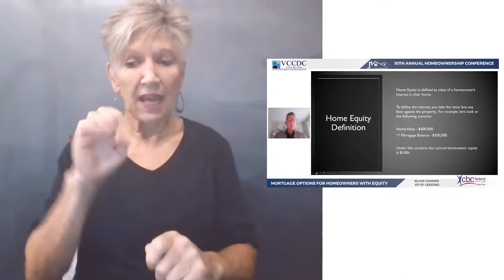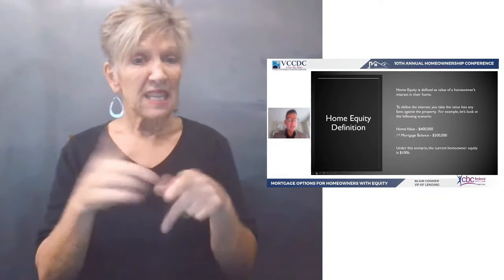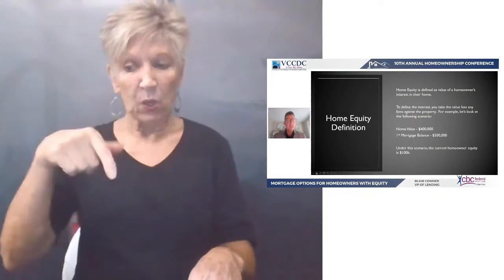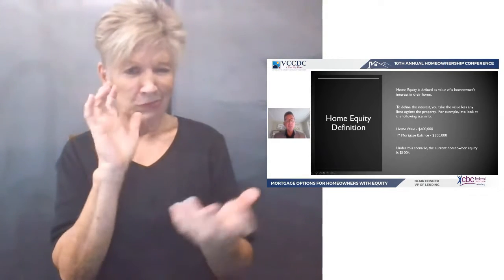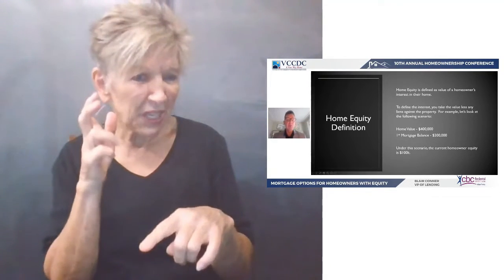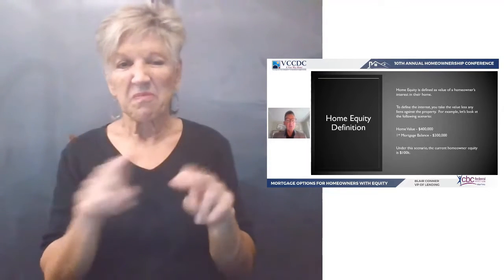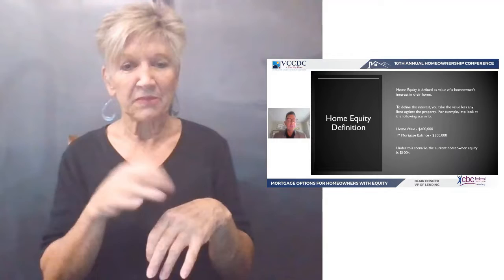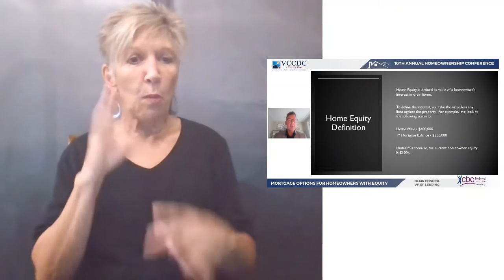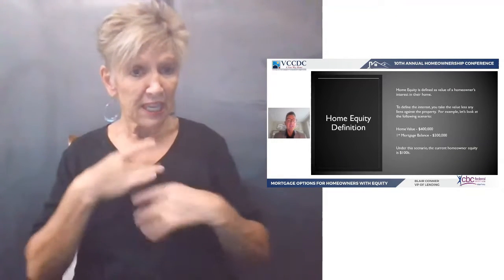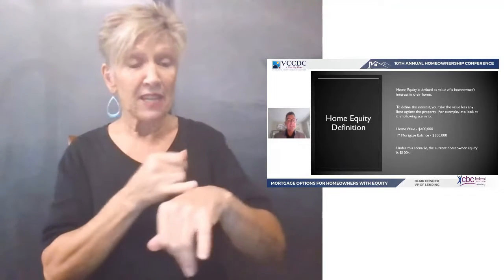So the first thing I want to go over is the definition of home equity. I think sometimes it can be a little ambiguous for people depending on what you hear, how the news covers it, so on and so forth. So what I have here is basically just a standard definition. Home equity is defined as value of a homeowner's interest in their home. To define the interest, you take the value less any liens against the property.